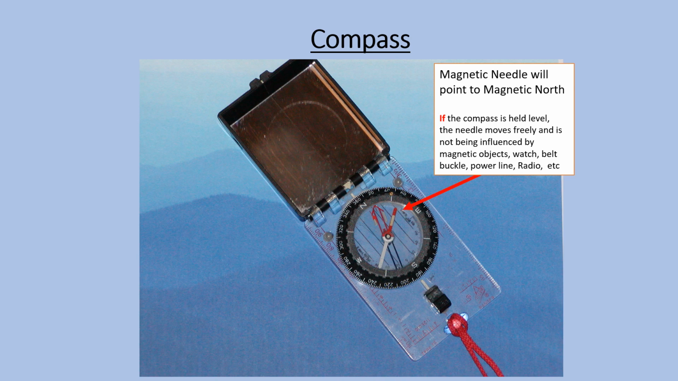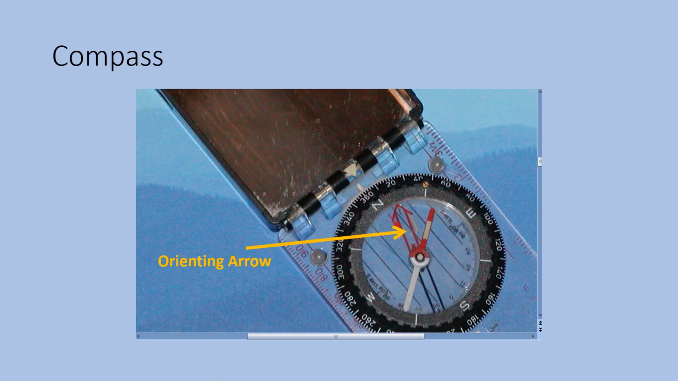Note the sight and sighting lines of the compass. The orienting arrow is used to properly orient the compass. The azimuth ring or bezel is graduated in 2-degree units in a clockwise manner and is used to measure directions.